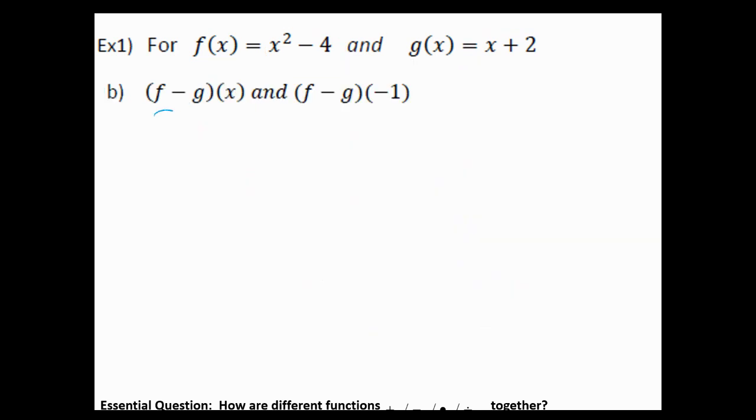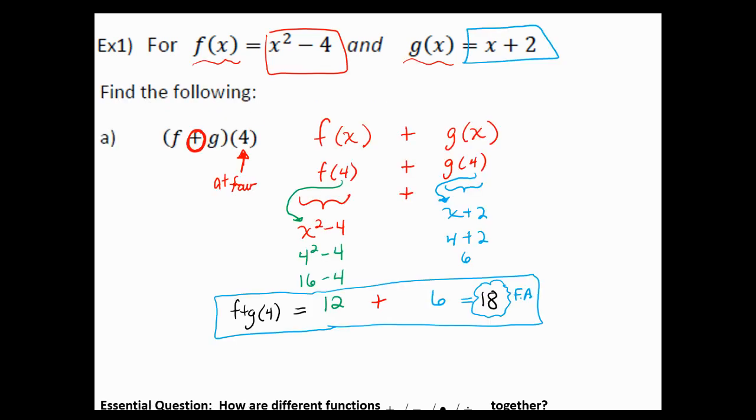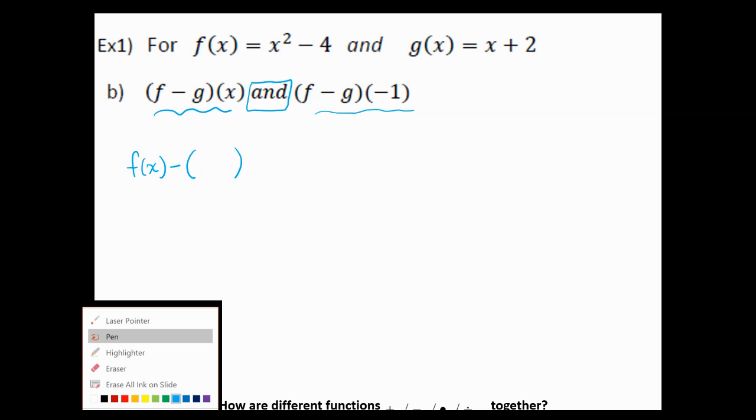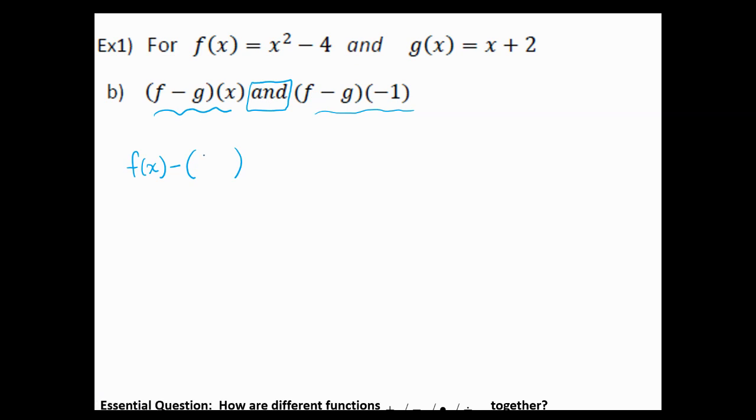Okay, the next one says to subtract it. And it also says to do 2 different things. When you're done with that, you're also going to evaluate it at -1. Okay? So we're going to do two different things here. So let's do f minus g function first. So f of x minus parentheses, because that's the important part. Remember I told you at the beginning of the notes, anytime you have minus, you have to put parentheses, minus the g of x function.